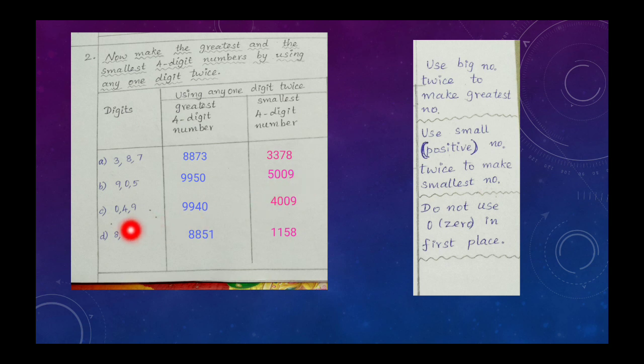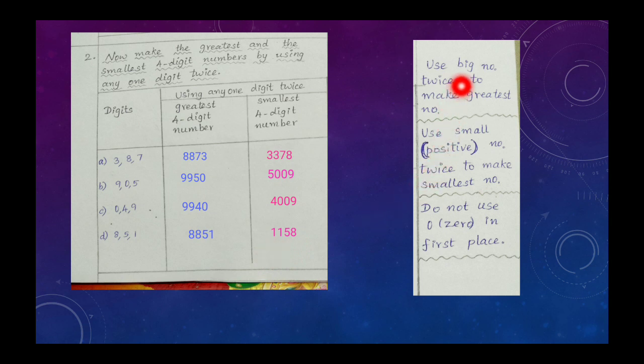Okay. Similarly, for this problem with the digits 049, you should not write 0 in first place. Write 0 twice in the middle. The next smaller number is 4. So write 4 in first place. Automatically 9 takes the last place. So 4009. Next, 1158 is the smallest 4-digit number by using 1 2 times.